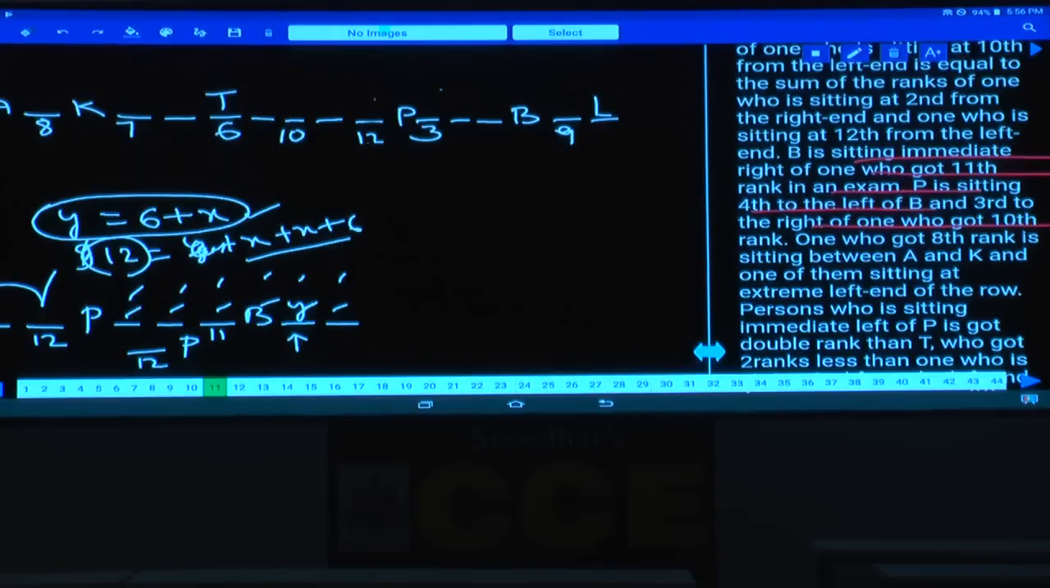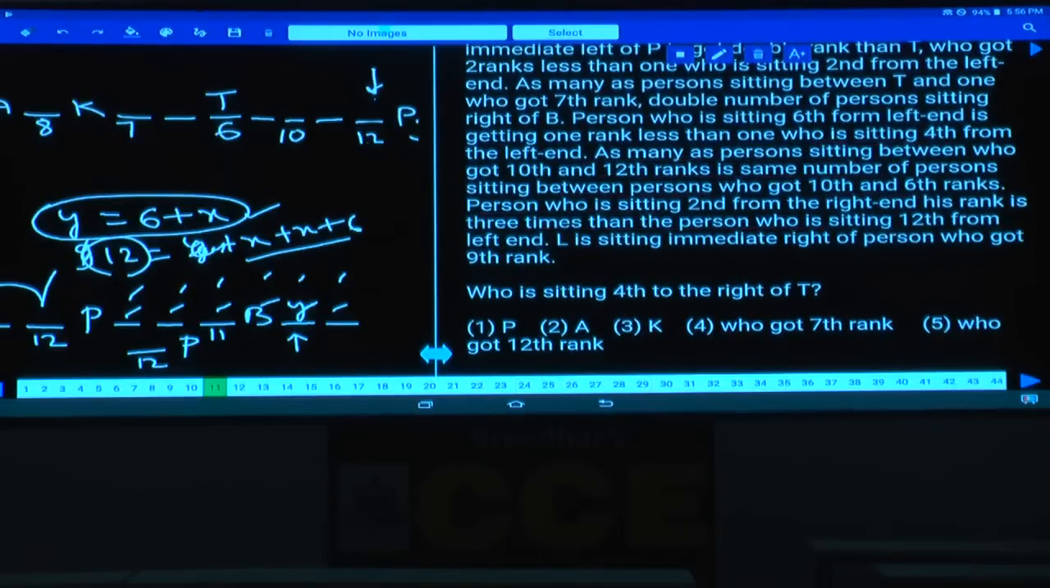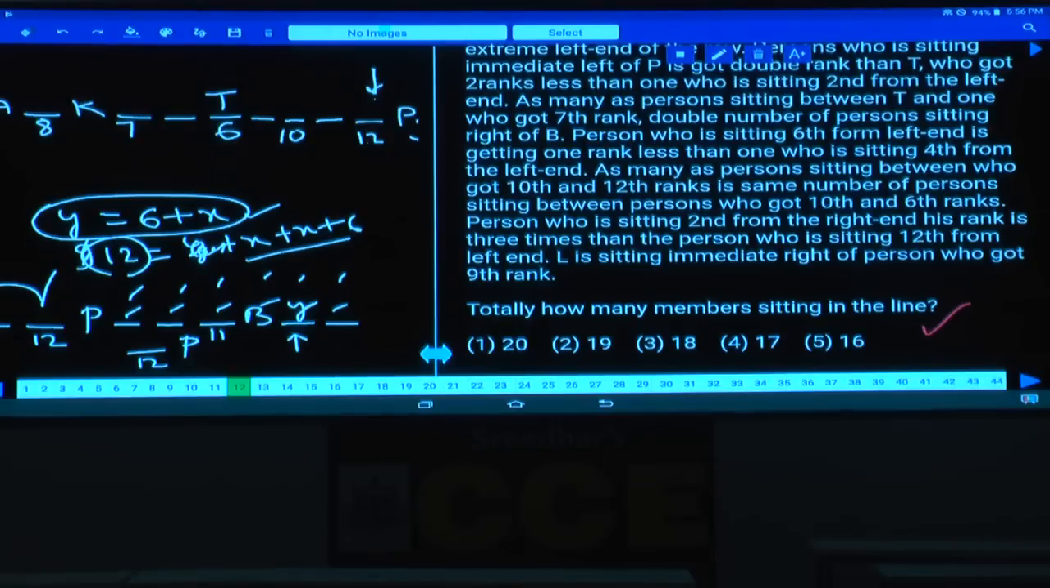And question number 11. Who is sitting 4th to the right of T? Yes, tell me who is 4th to the right of T? 1, 2, 3, 4. Now the 12th ranker seated 4th to the right of whom? 4th to the right of T. Now who is seated 4th to the right of T and is none other than the 12th ranker, that is choice 5.